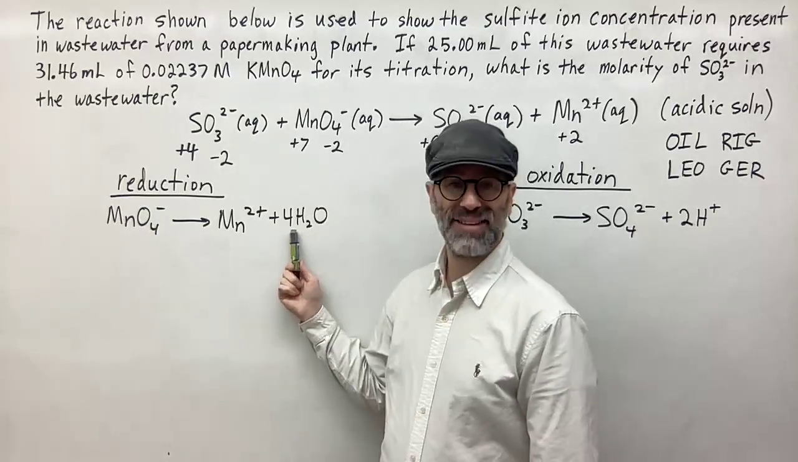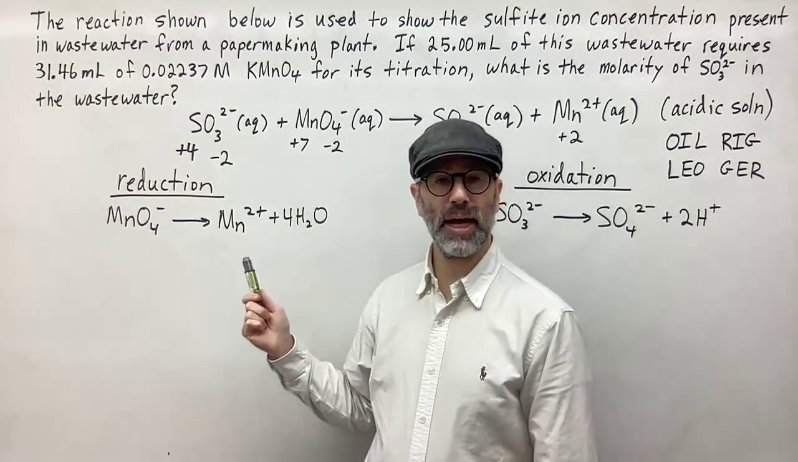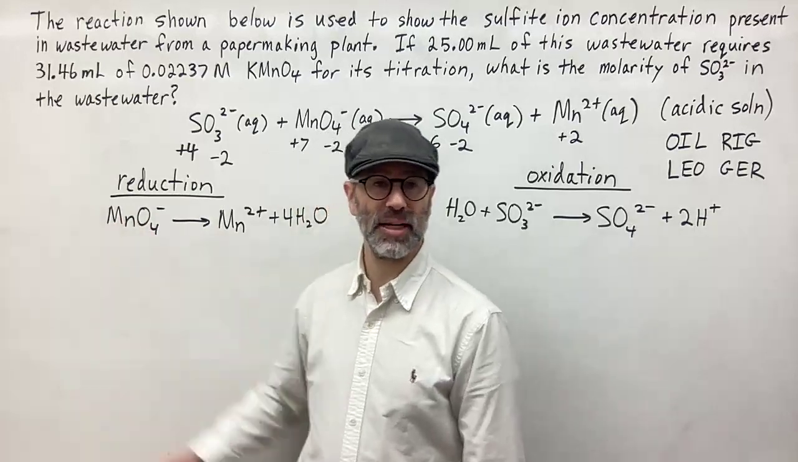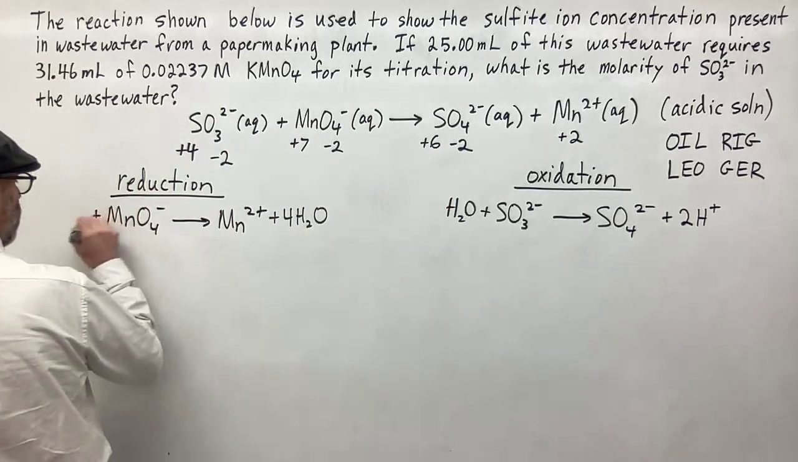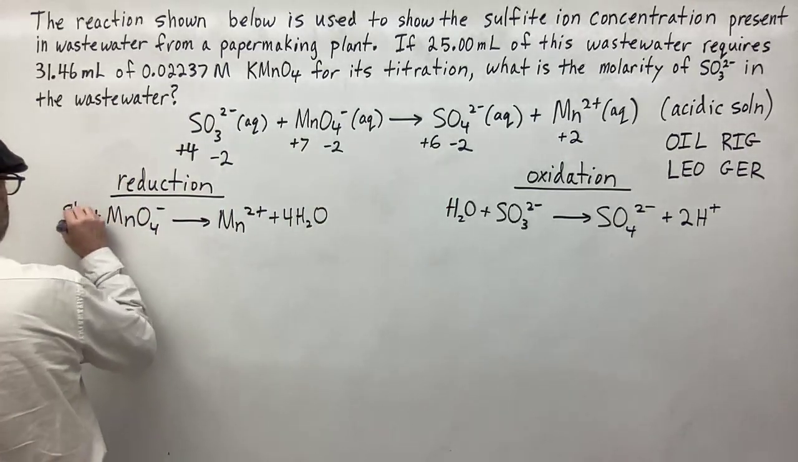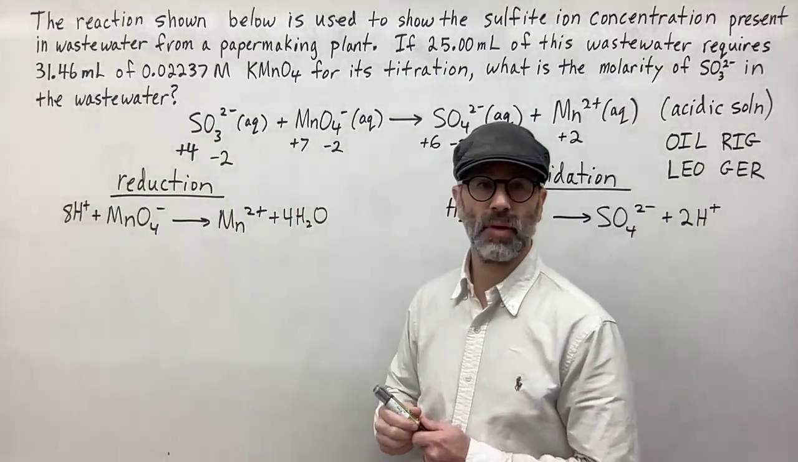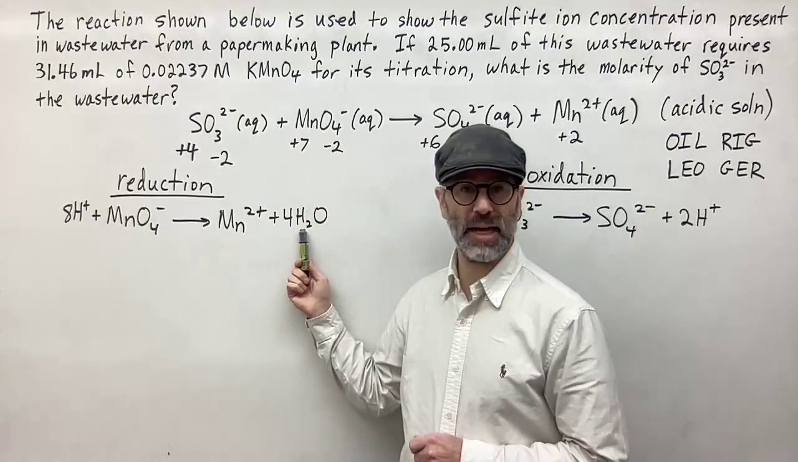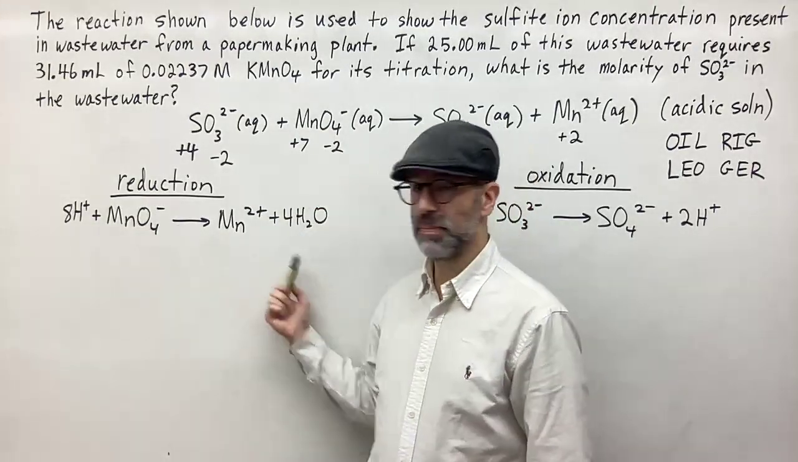But now I have 8 hydrogens. I have 4 times 2 is 8 hydrogens. So again, I'm going to have to add 8 hydrogens on this side to balance. So I'm going to add 8 H plus ions. So now I have 8 hydrogens on this side, and that's going to balance the 8 hydrogens on this side. So it's balanced.